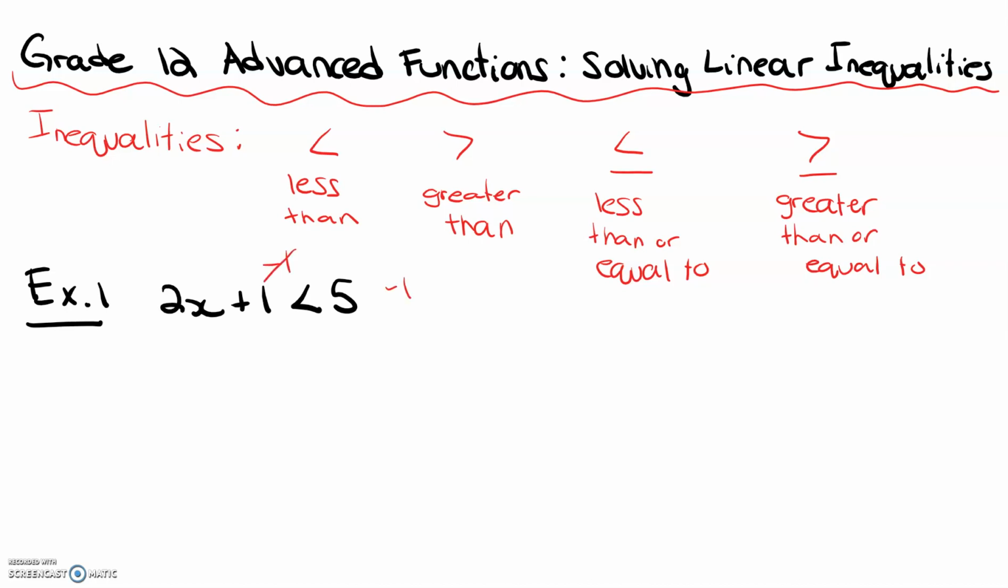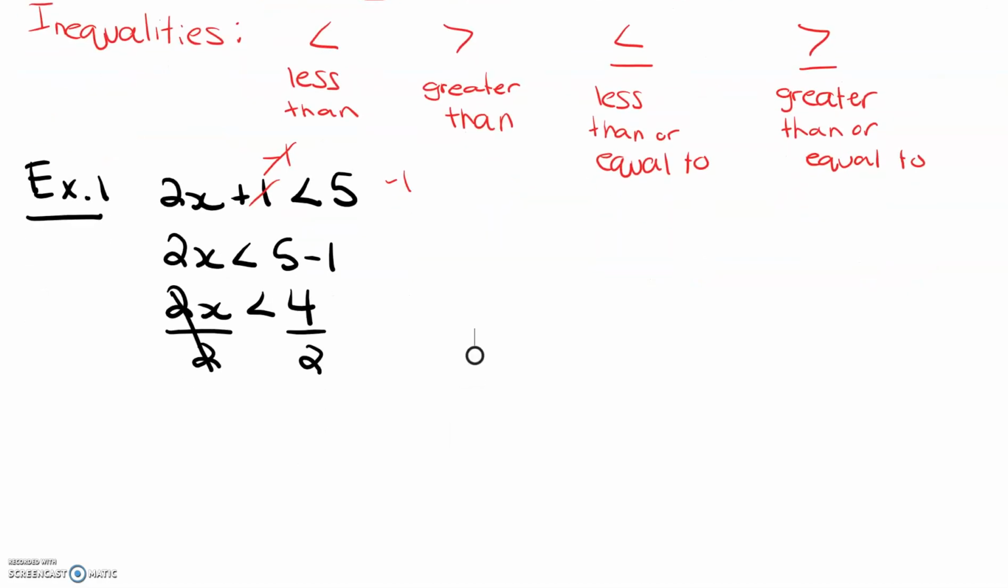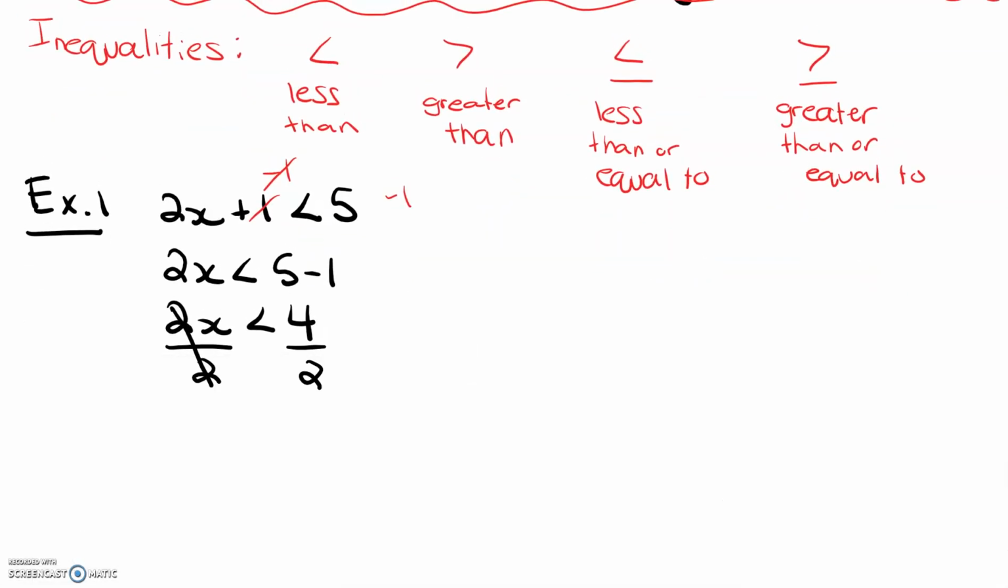When we do that, the 1 on the left side will cancel. So we have 2x is less than 5 minus 1, which is the same as saying 2x is less than 4. Now we want to continue to isolate for x, so we're going to divide both sides by 2. The 2 on the left side will cancel, and 4 over 2 is the same as just saying 2, so our solution is x is less than 2.